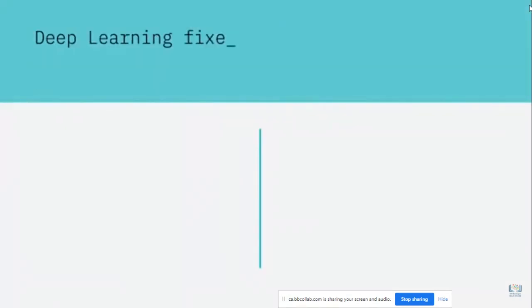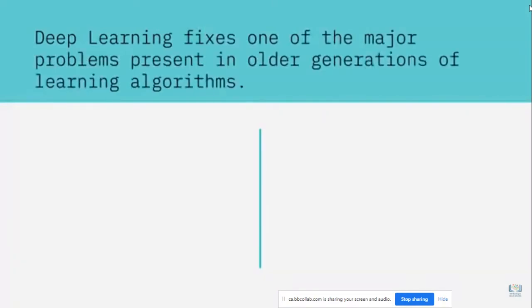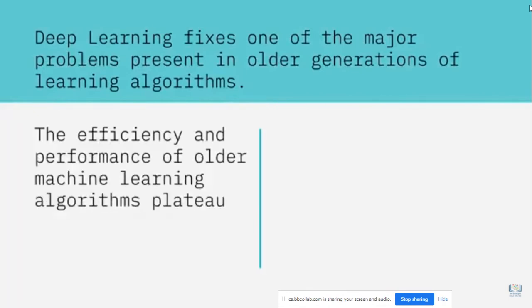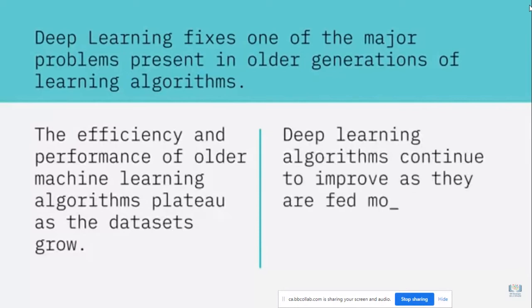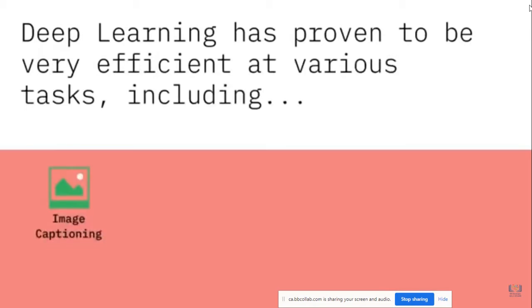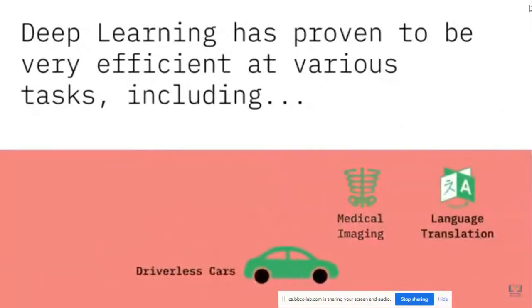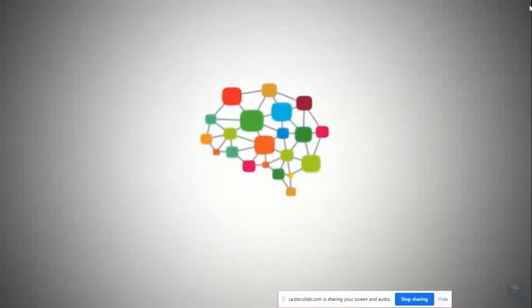Deep learning fixes one of the major problems present in older generations of learning algorithms. While the efficiency and performance of machine learning algorithms plateau as the datasets grow, deep learning algorithms continue to improve as they are fed more data. Deep learning has proven to be very efficient at various tasks, including image captioning, voice recognition and transcription, facial recognition, medical imaging, and language translation. Deep learning is also one of the main components of driverless cars.